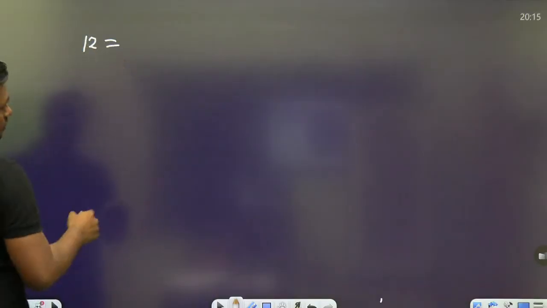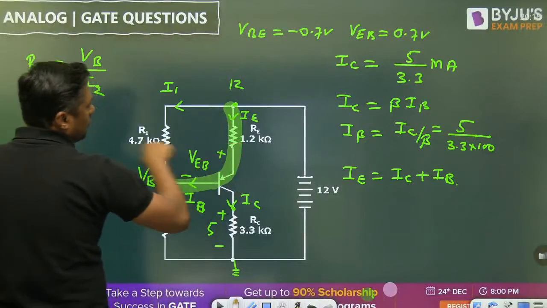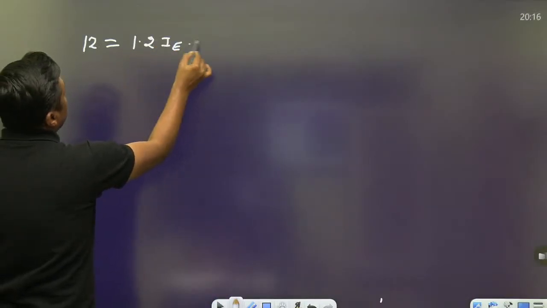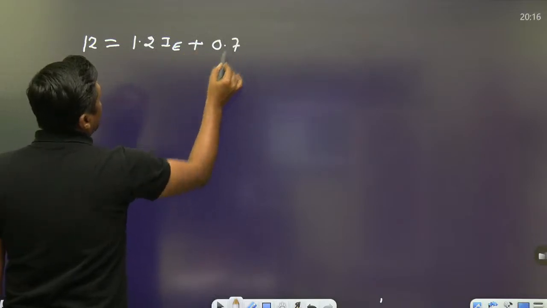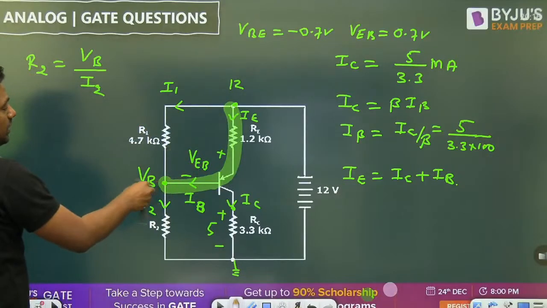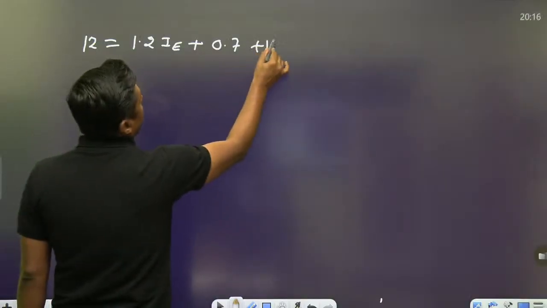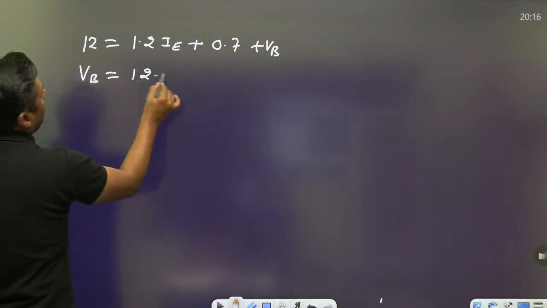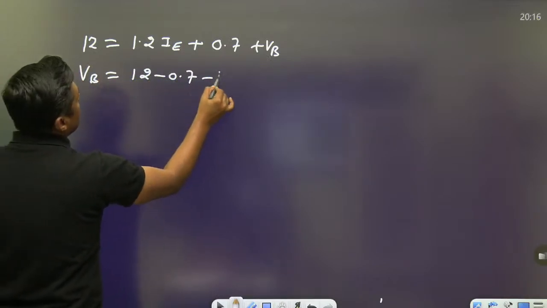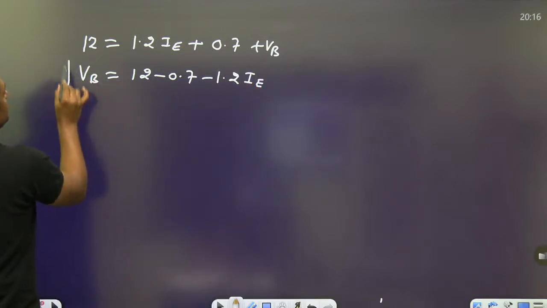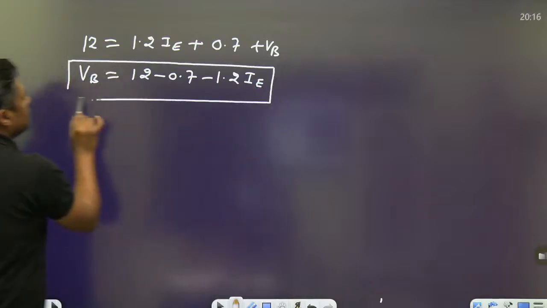That will become 12 is equal to IE into 1.2 plus 0.7 volt. This is plus. VEB means plus. VB is negative but VEB is positive, plus VB. So VB is equal to 12 minus 0.7 minus 1.2 times IE. Give me the value. This is the value of the VB.